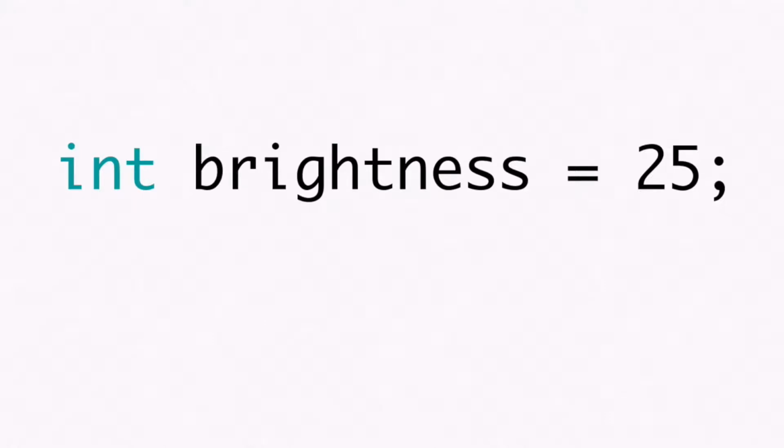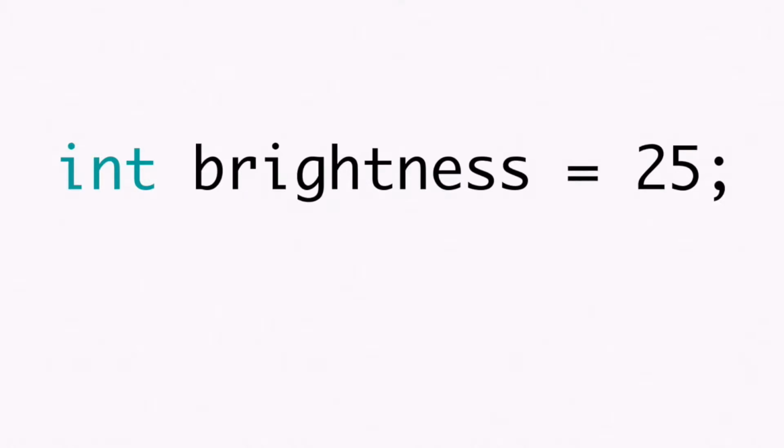To declare or create a variable in your Arduino sketch, you're going to type a line of code that looks like this. Okay, so let's pick this apart and see what each of these 5 pieces are actually doing.